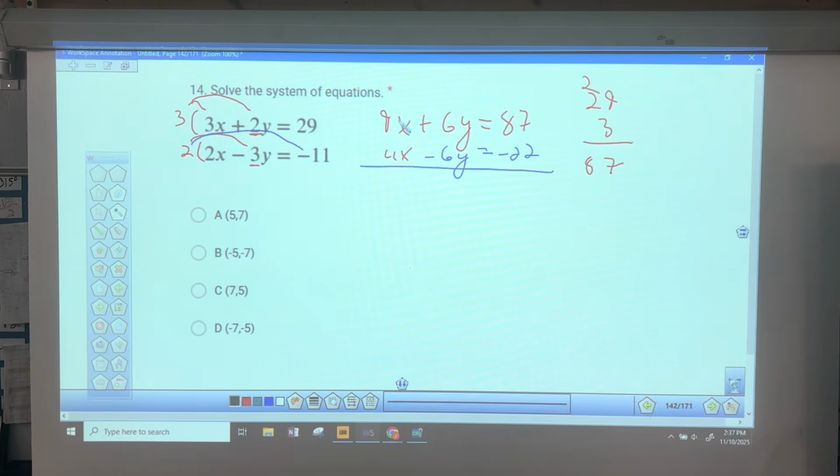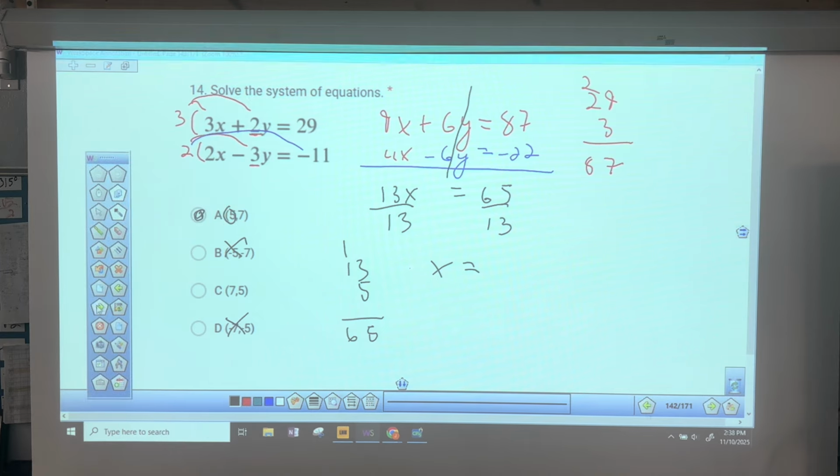Let's see what happens. 9x and 4x is 13x. Elimination is equal to 87 minus 22. I believe that is 65. So my answer is going to be positive when I divide both sides by 13. So I can get rid of negative 5 and negative 7. So it could either be 5 or 7 for x. So let's try 5 times 13. I think that's actually 5. Let's see. So 5 times 3 is 15. 5 times 1 is 5, plus 1 is 65. So this is going to equal 5. It has to be choice A. X equals 5.